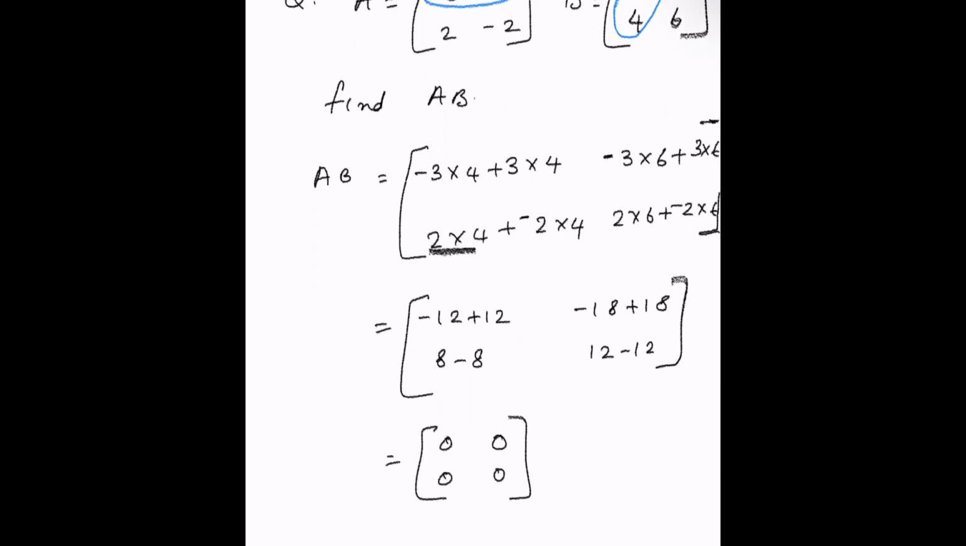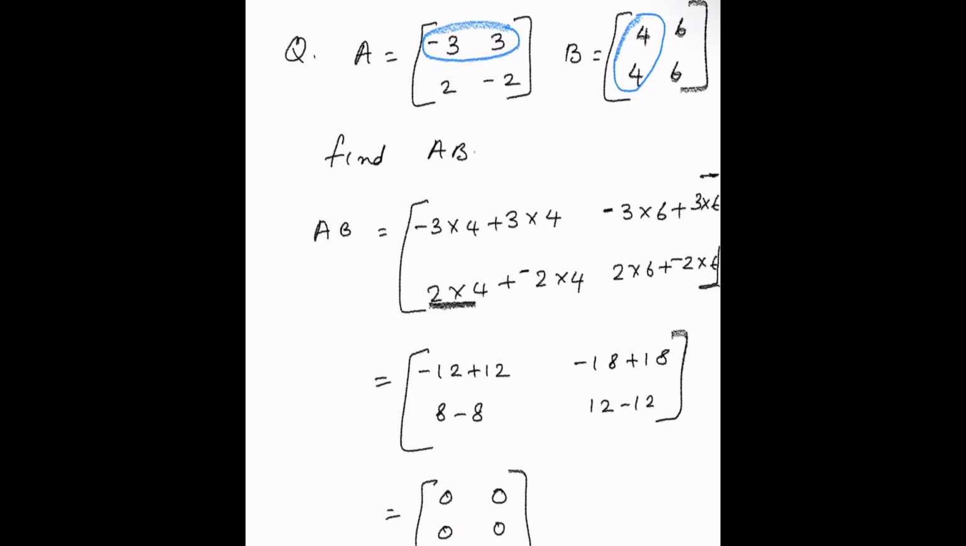So you're getting a zero matrix here. Even if the matrices are non-zero, sometimes when you multiply two matrices, the resultant matrix will be zero. Those matrices need not be zero. Even without those matrices being zero, you will get the result zero. That is possible. So the product of two non-zero matrices can be a zero matrix.